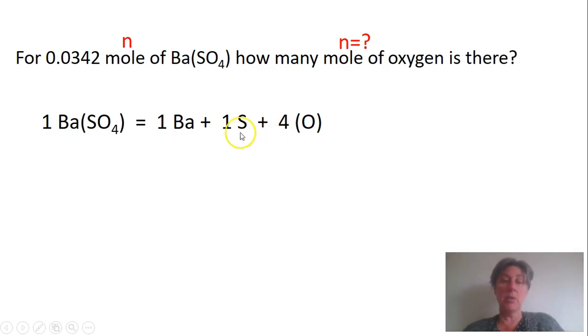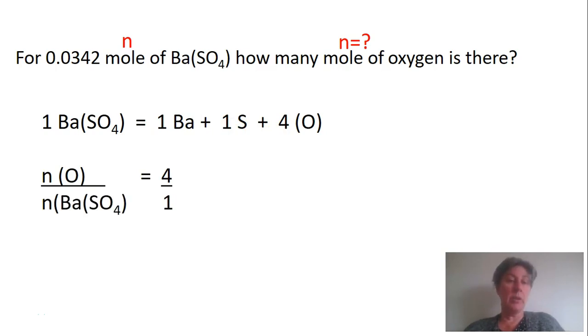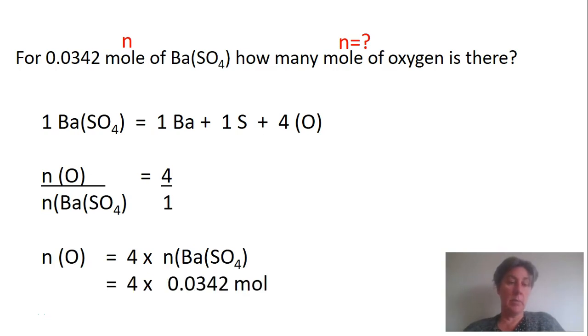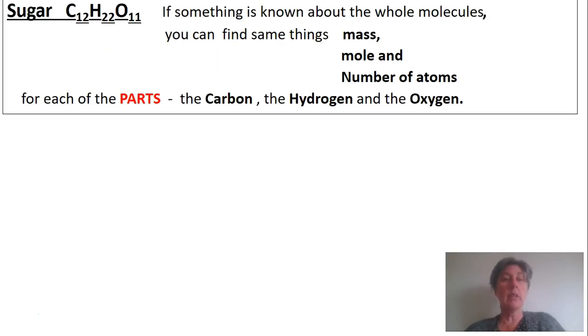Eventually you'll see that you could relate parts to each other. If you knew how many oxygen you had in this, you could work out how many barium you would have altogether, how many moles. But we'll do that later. Alright, what you want on the top, what you've got on the bottom, the relationship is 4 to 1. Take it over the other side and multiply it, put the number in that you've got, and you've got your answer. Alright, I'll do this in a separate video.